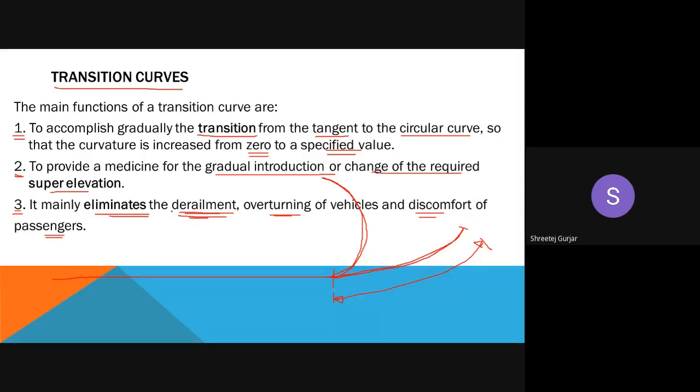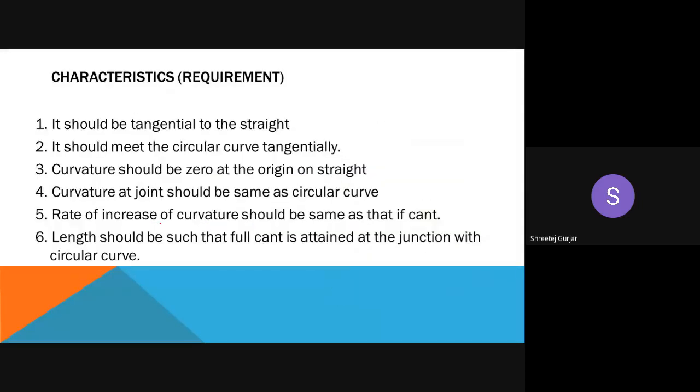Okay, so moving on to the next thing: characteristics or requirements. What are the characteristics of a transition curve, or what we can say are the requirements? A transition curve must have these particular characteristics. A transition curve should have all these characteristics, or what we call requirements. These requirements need to be fulfilled by a transition curve.